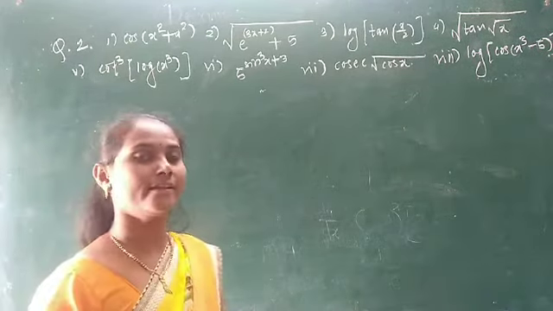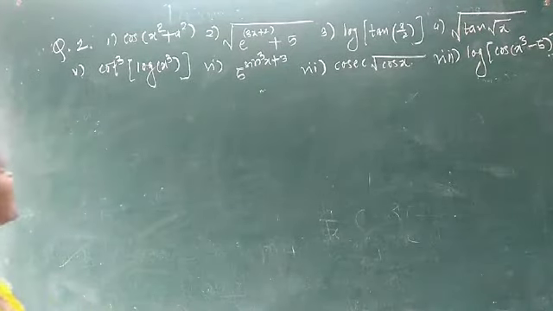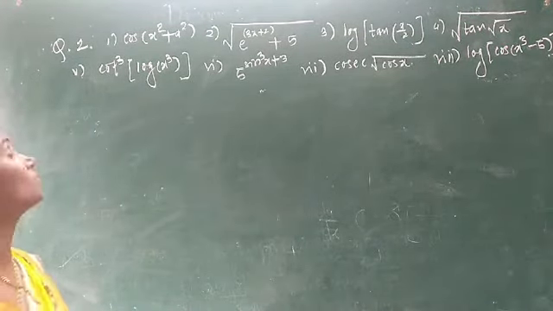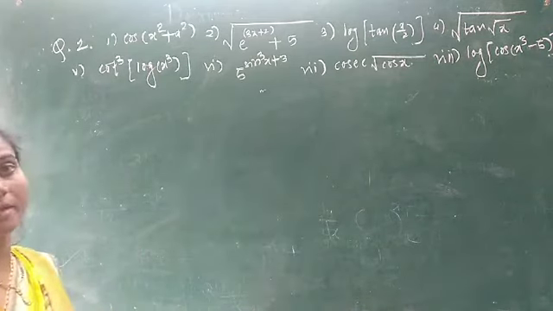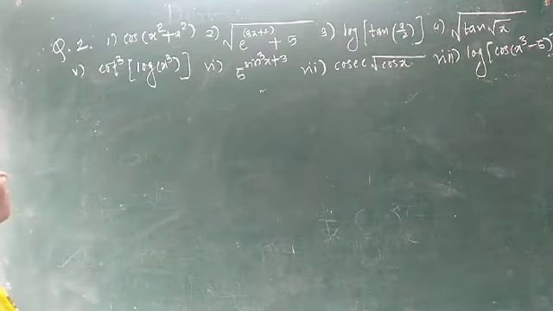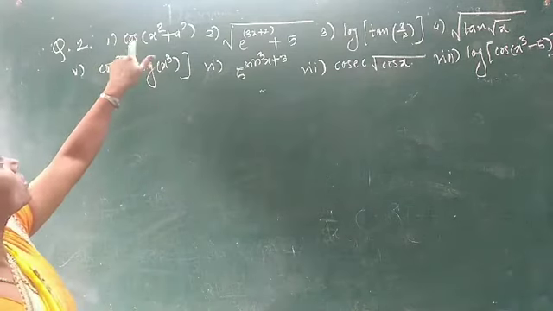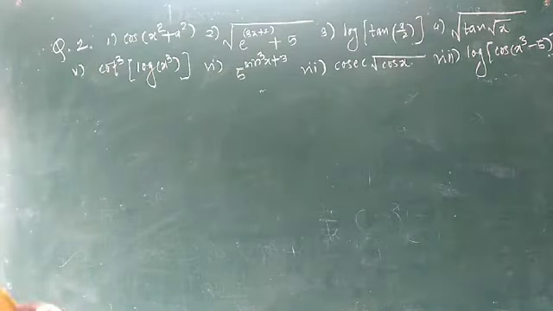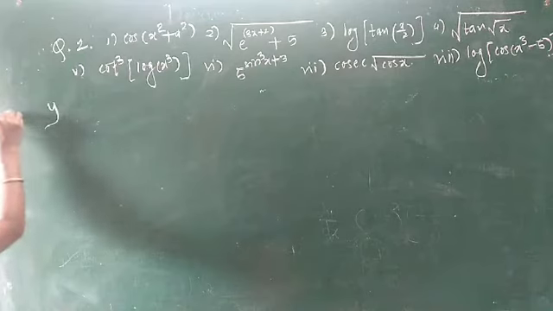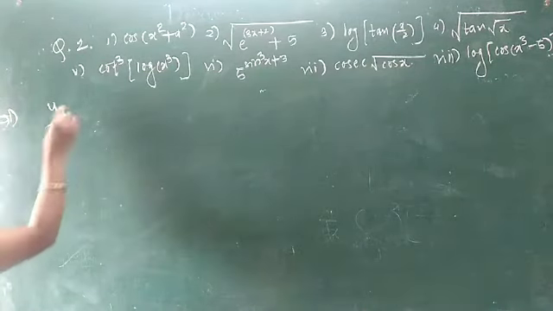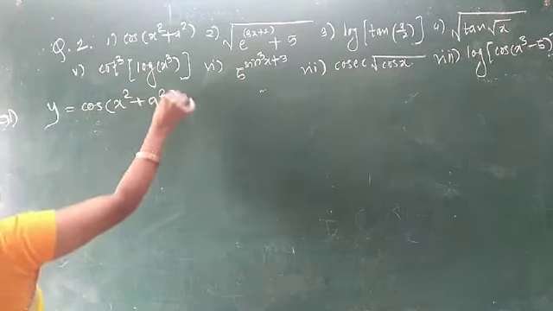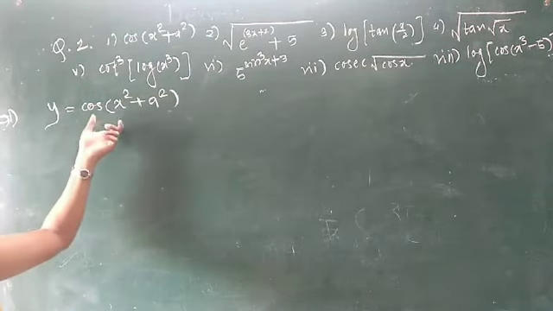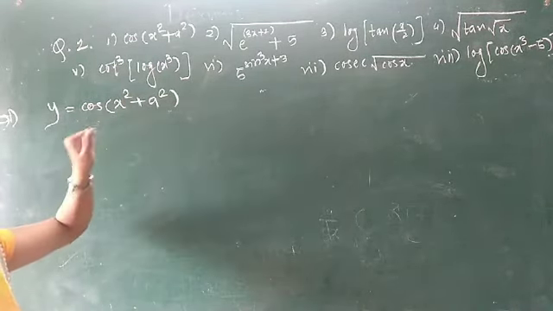Hello student, in the last lecture we started exercise 1.1 and saw question number 1, and in today's lecture we will see question number 2. So the first question is cos of x square plus a square. Consider y is equal to the solution of question 1: y is equal to cos of x square plus a square. This is a composite function in the form of cos f of x.